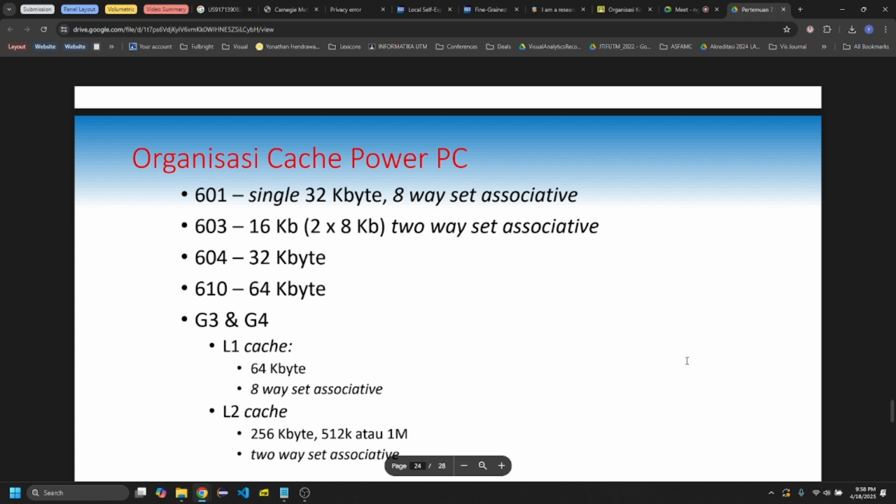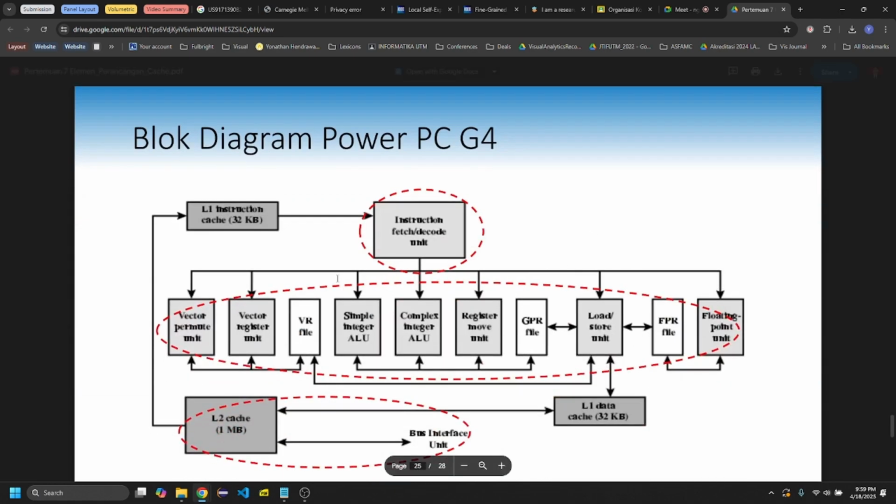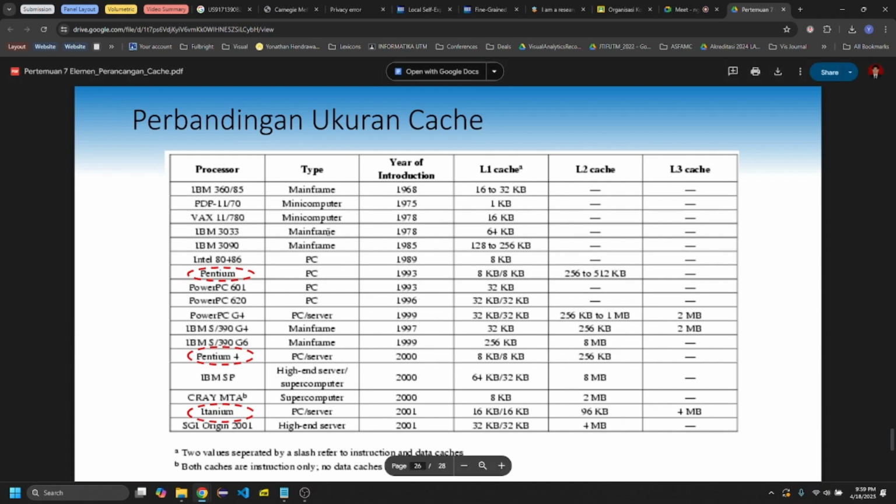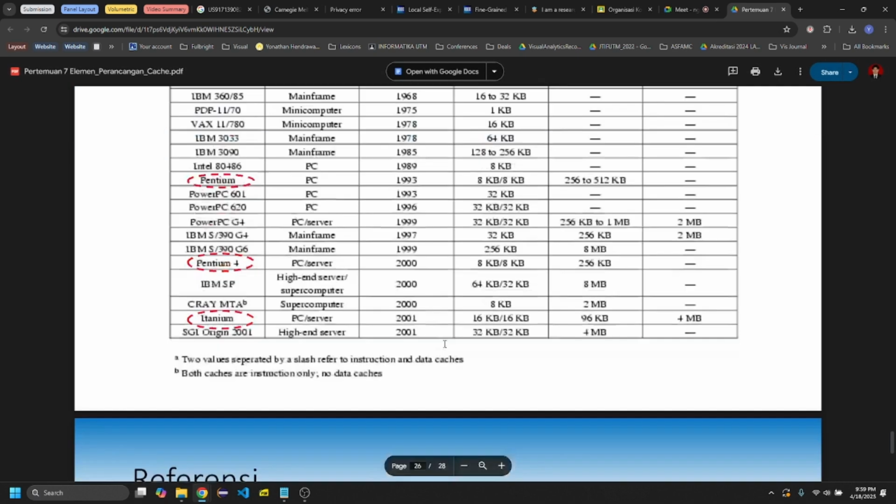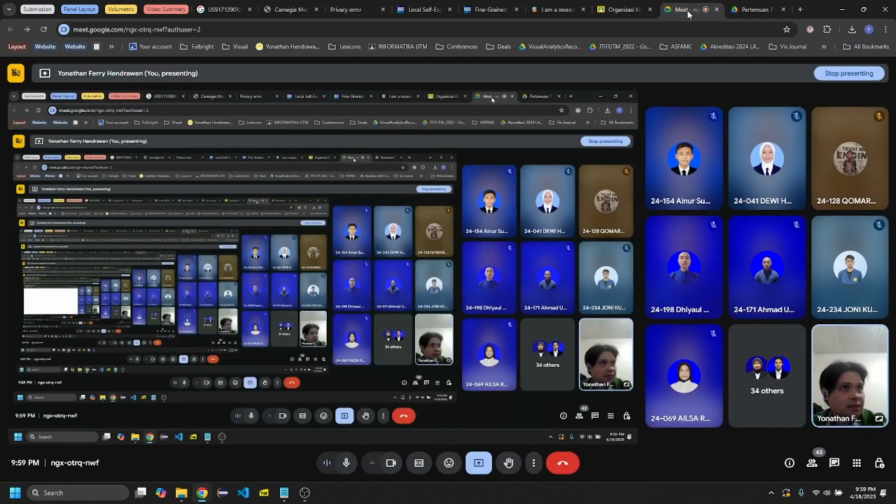And then this one is for Power PC. Power PC is the competitor of Pentium during the 1990s and early 2000s, the main competitor. This is the block diagram, and this is the case size table for several CPUs. Again, because this is taken from a book from the early 2000s, the data is from those years. So that's all.